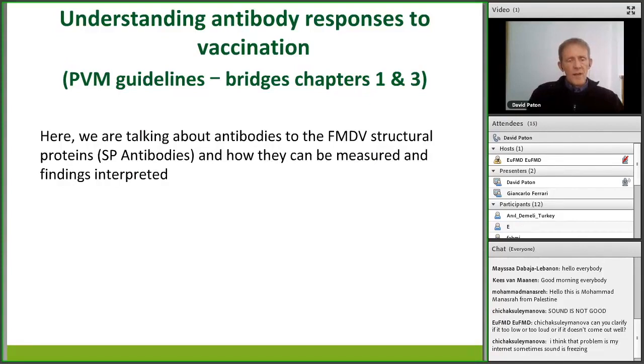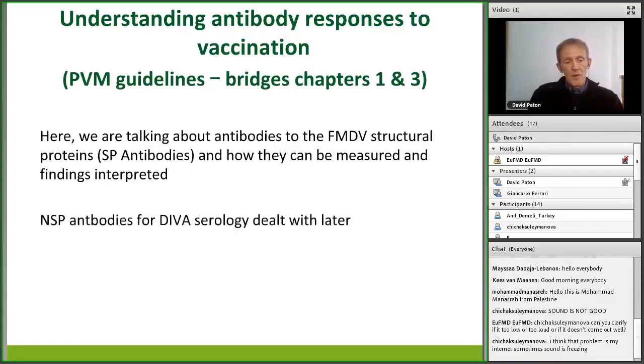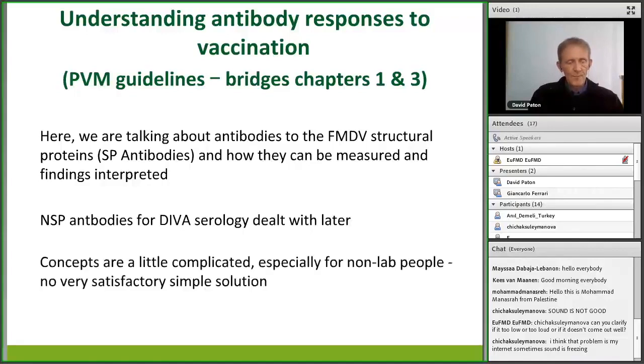So what I'm talking about here are the antibodies to the foot and mouth disease virus structural proteins, which we abbreviate as SP antibodies, and how they can be measured, and how the findings can be interpreted. And I'm not talking here about NSP antibodies, which we use for DIVA serology to detect infection in vaccinated animals or infection generally, and that topic will be dealt with later when we come to look at how we can monitor the success of vaccination programs.